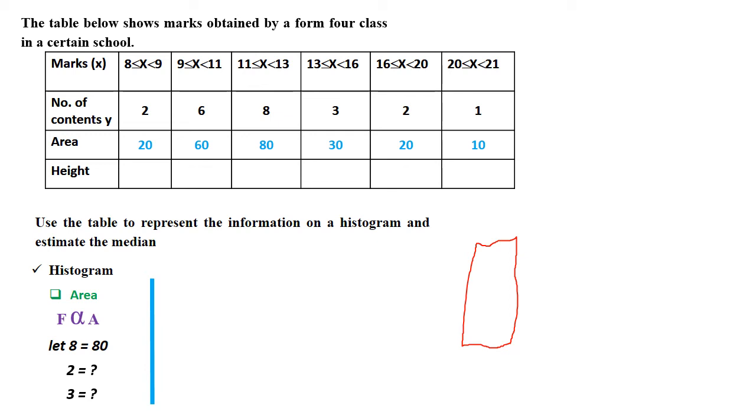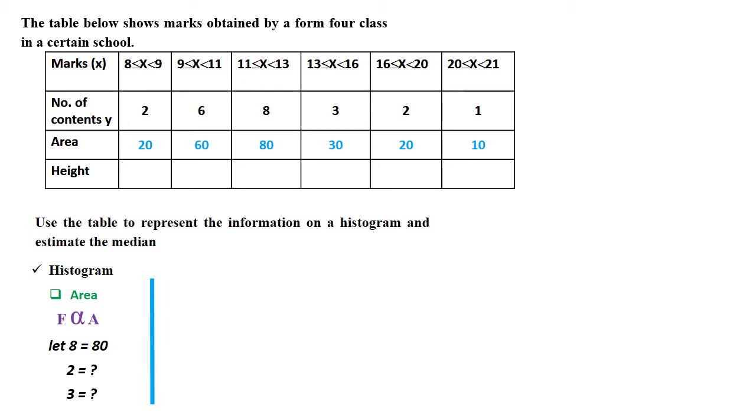Assume the area of this particular rectangle is 20, and it has a class width from 8 to 9, which is just 1. This distance here is 1, and the height we don't know, but we know the area is 20. What will be the height? It'll just be 20 divided by the width. I think that's simple. So that gives us an easy way of finding the heights for every particular class.